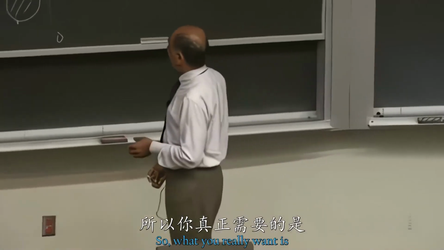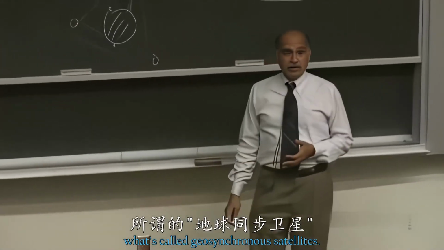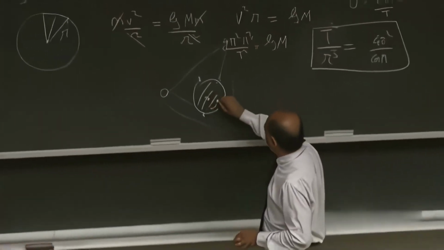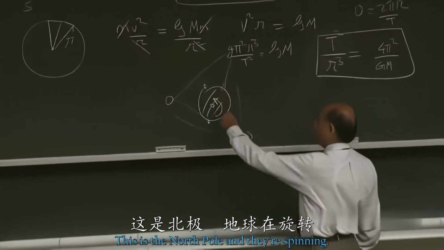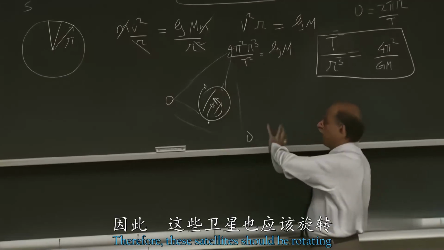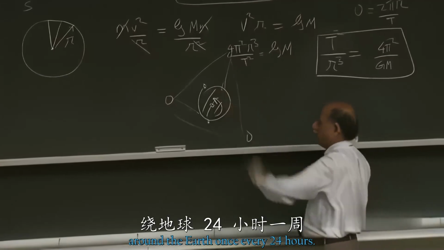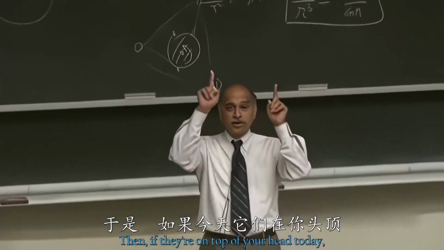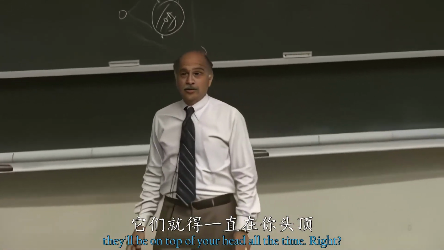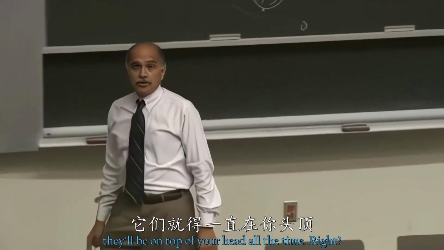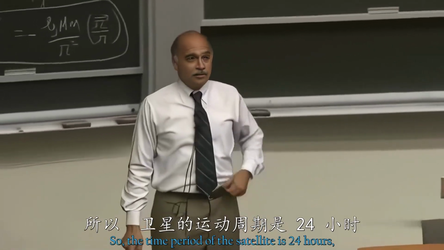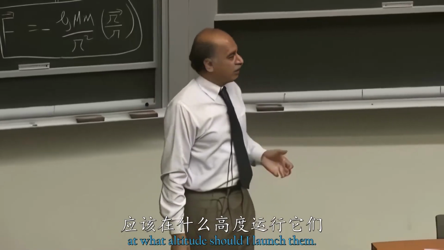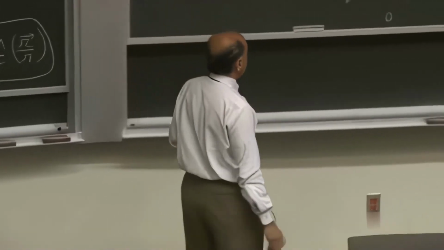So what you really want is what's called geosynchronous satellites. Remember, if I look at the Earth from the top, it is spinning. This is the North Pole, and it's spinning. Therefore, these satellites should be rotating around the Earth once every 24 hours. Then, if they're on top of your head today, they'll be on top of your head all the time. Right? So the time period of the satellite is 24 hours. Then the only question is, at what altitude should I launch them?